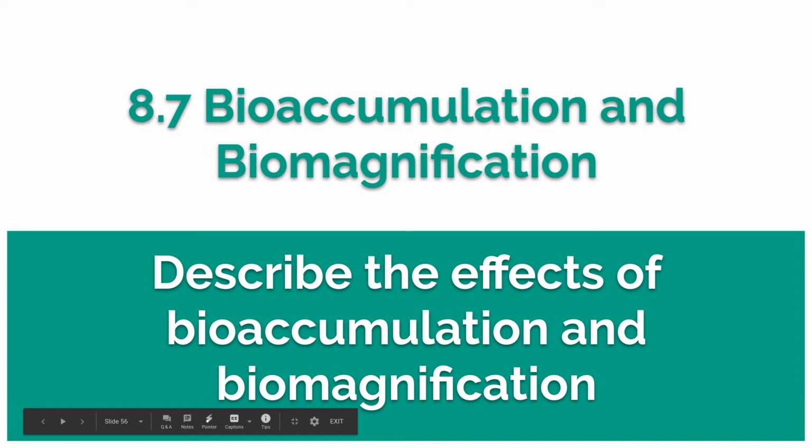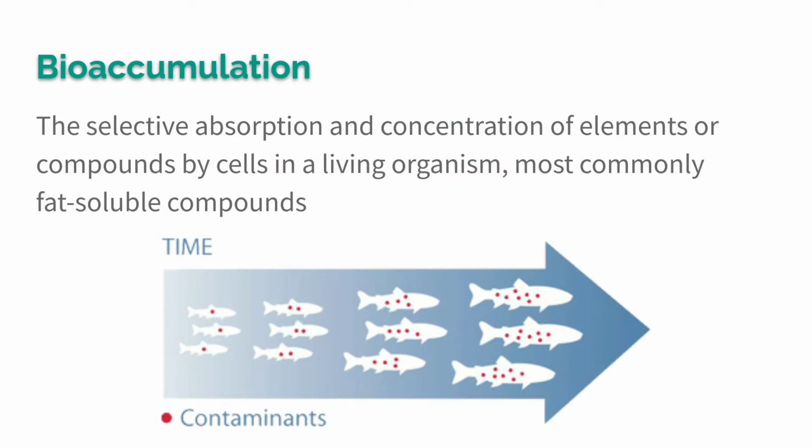In 8.7, we're going to focus a little bit more on bioaccumulation and biomagnification. I'm not going to spend a whole lot of time on it since I did talk about it a lot in the last video. As a reminder, bioaccumulation is the absorption and concentration of elements or compounds in a living organism. They're most commonly going to be fat-soluble compounds because they get stored in the fatty tissue. Once an organism has consumed a POP, or whatever it is, it doesn't go away. It just stays there, and so it accumulates over an organism's lifetime.